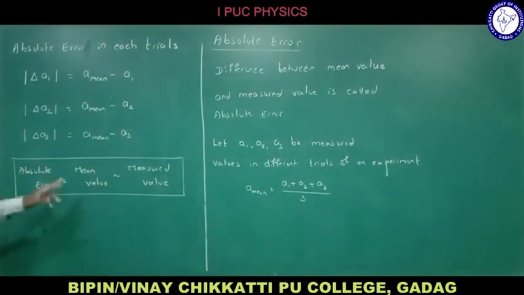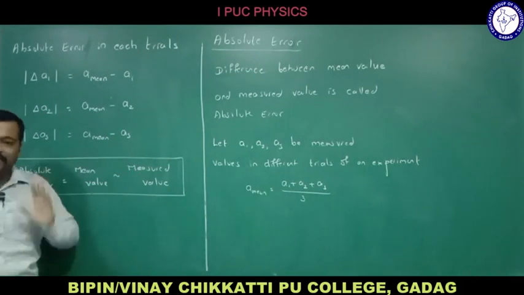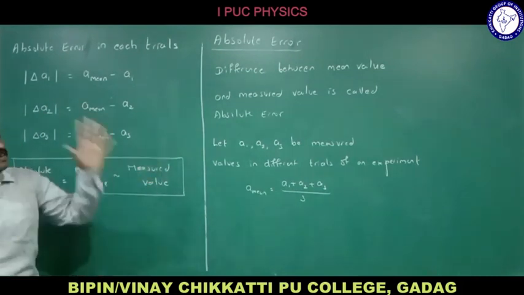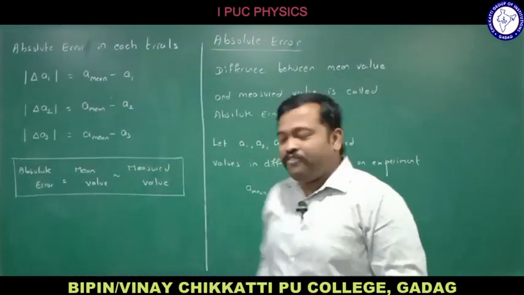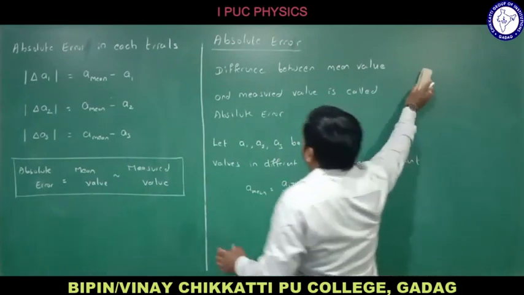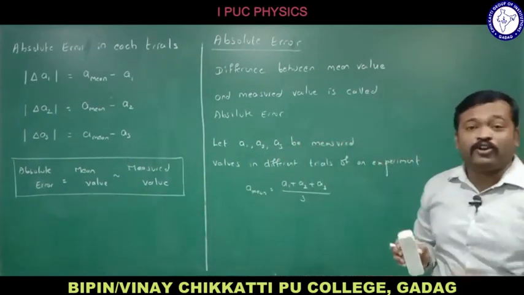Simple. Absolute error is the difference between the mean value and the measured value. It is the difference between mean value and measured value that will give you the absolute error, right? When I take the example, you will come to know. For example, let me take like this. So this was all about absolute error.